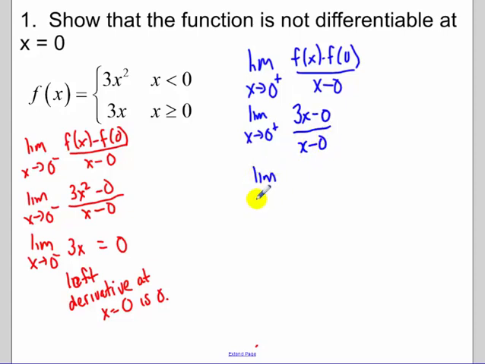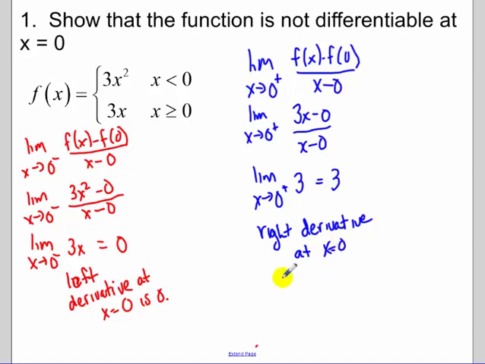That's going to simplify to 3. So our limit is 3. So our right derivative at x equals 0 is 3. Since the left derivative and the right derivative are not the same value, 0 is obviously not the same thing as 3, our limit or our derivative doesn't exist.